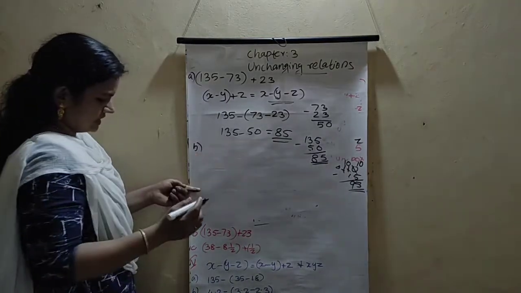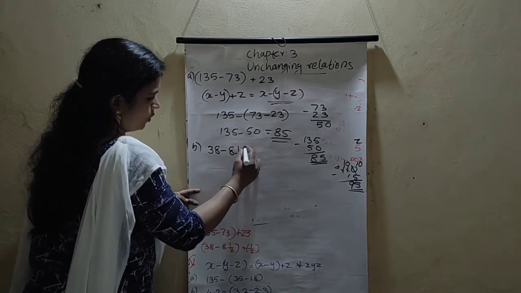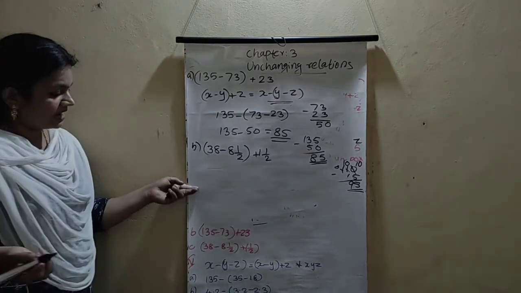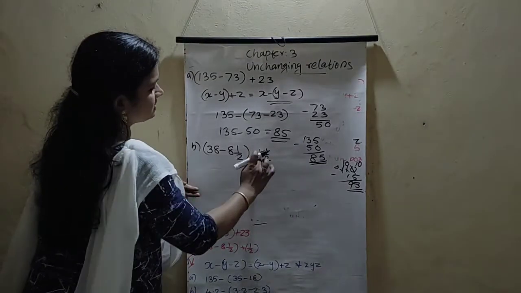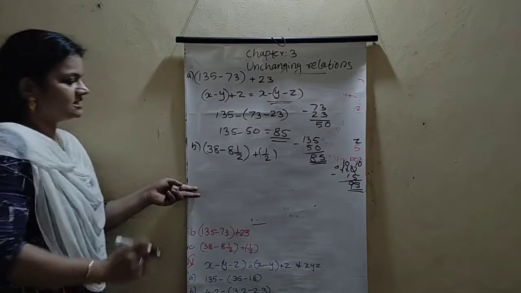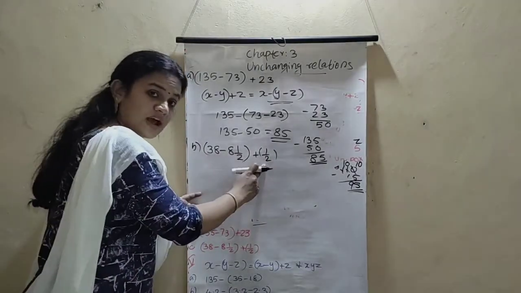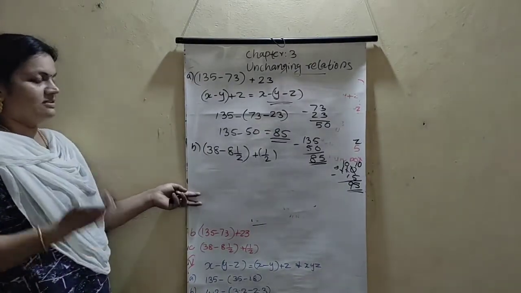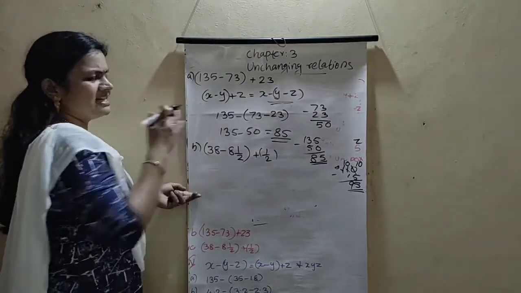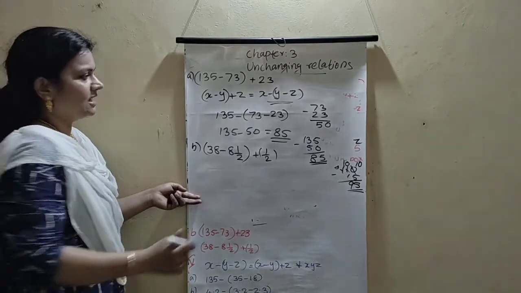Then what is the second question? 38 minus 8 1 by 2 plus 1 by 2. Then how to write this equation? This is 8 1 by 2, a mixed fraction. This is also a fraction. Then which equation are you choosing, which one is easier? You are selecting the second one again. The first one is also fine, no problem, but the second, right side equation is better.